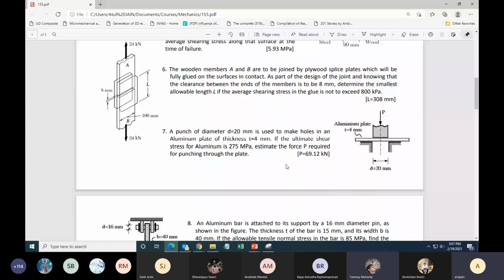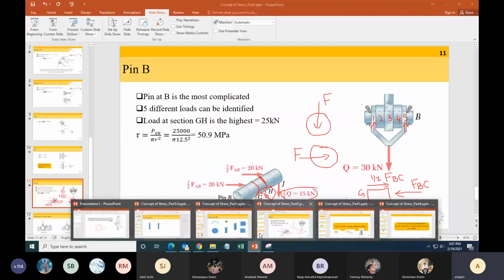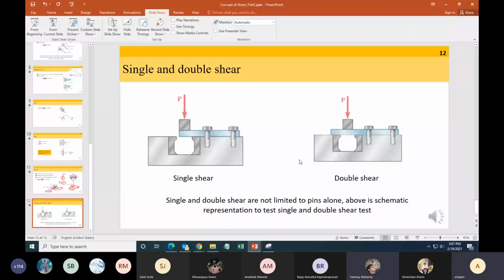Why is this 2 coming? Why P by 2? Sir, this is similar to the figure in double shear you have shown in slide set 2. There is a slight difference. Slide presentation 2, I said, na? Yes, sir, the last page.